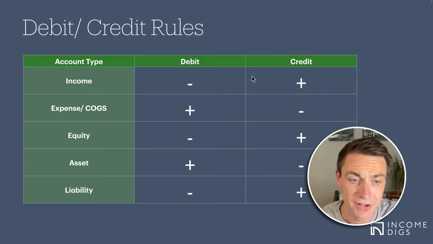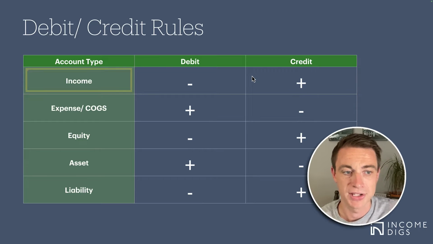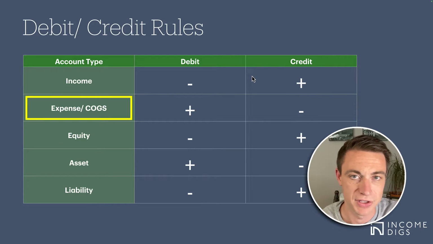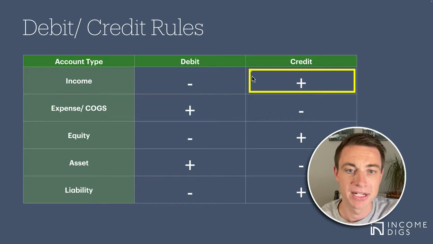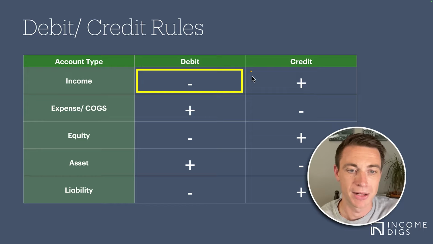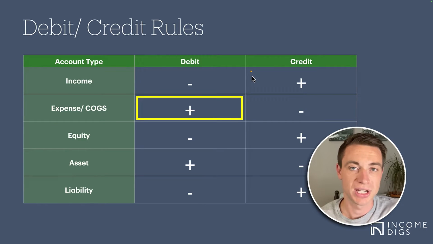Basically, we have our 5 different account types, right? We talked about those during our last module. First 2 show up here are profit and loss, income or expenses and cost of goods sold. So income, anytime we want to increase that, we're going to use the credit column. Anytime we want to decrease that, we're going to use the debit column. And then the reverse of that is true for expenses and cost of goods sold. To increase it, we use debit.